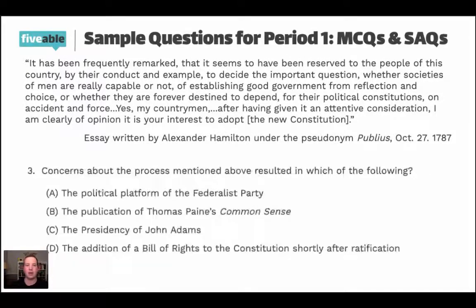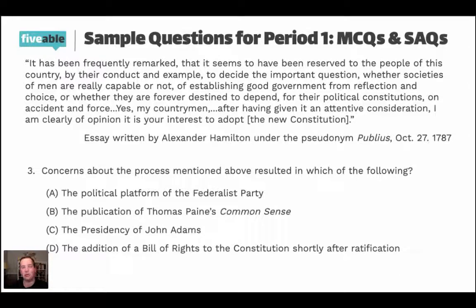All right, we got ourselves this one. Concerns about the process mentioned above resulted in which of the following? So what is the process? Well, it's the process that we're talking about with ratifying the Constitution. So is it A, the political platform of the Federalist Party, B, the publication of Thomas Paine's Common Sense, C, the presidency of John Adams, D, the addition of a Bill of Rights to the Constitution shortly after its ratification?